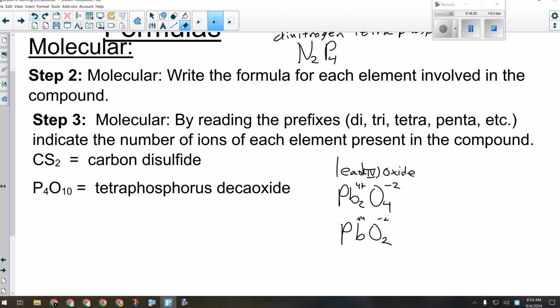So the drop and swap might give you bigger numbers, and you've got to look at it like it's a fraction and reduce it down. But we don't do that in this situation. Molecular compounds don't get reduced. All right.